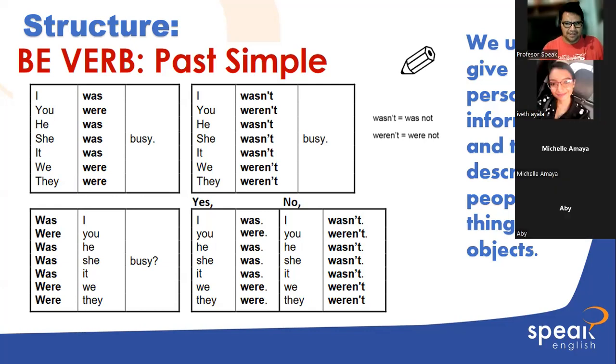Can you please repeat it, please? It wasn't busy. We weren't busy. They weren't busy. Yes, good, good. That's it. Thank you. That T at the end is very important. That sound of the T, weren't, weren't.